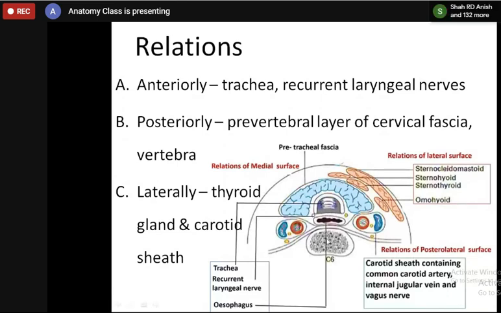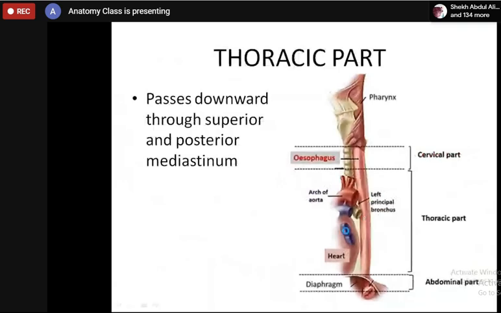Posteriorly, it is related with the prevertebral layer of cervical fascia, which is an extension of the cervical fascia, the fascia present around the neck. The prevertebral layer lies in front of the vertebral column. So posteriorly it is related with the prevertebral layer of cervical fascia, the vertebral column, and the pre- and paravertebral muscles, which include longus capitis and longus colli.